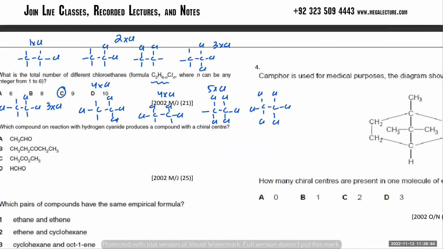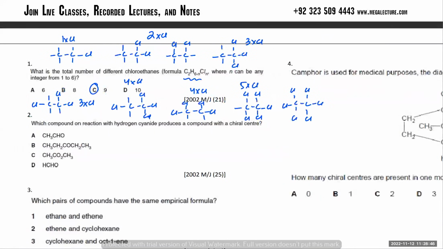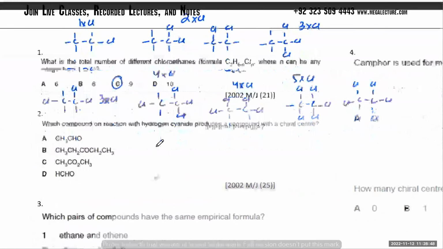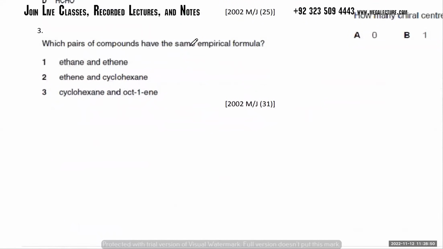Achha, the next one. Which pair of compounds have the same empirical formula? The first is ethane and ethene. We can take ethane as C2H6. Ethene is C2H4. So they clearly don't have the same empirical formula. The ratio is 1:3 and this is 1:2.